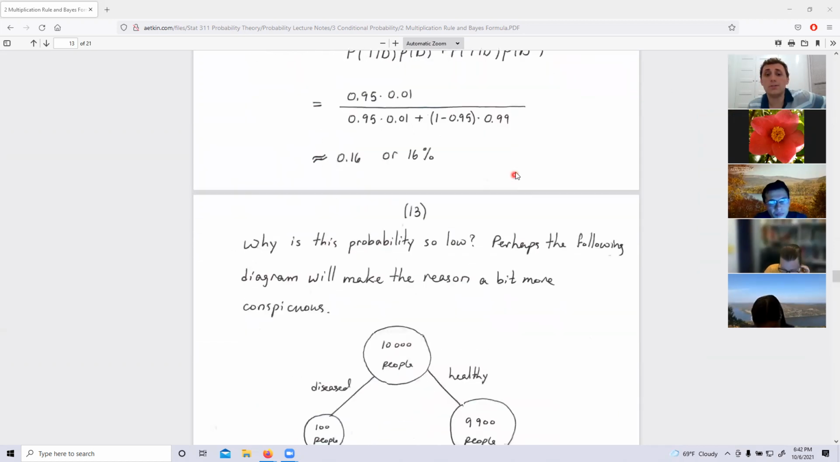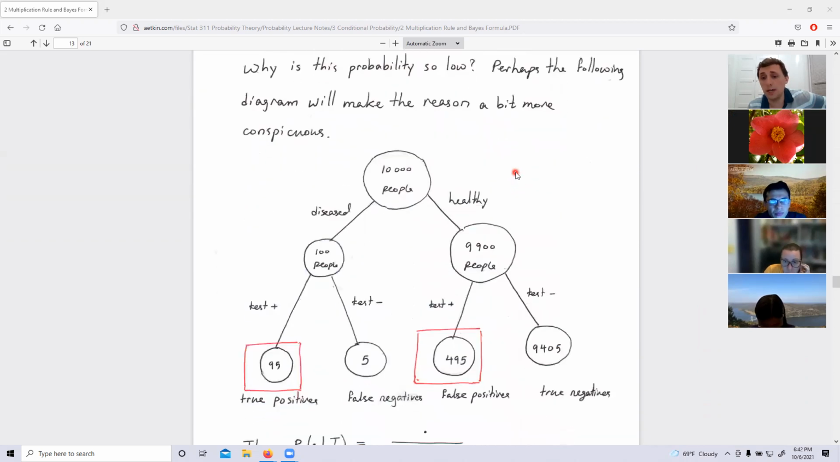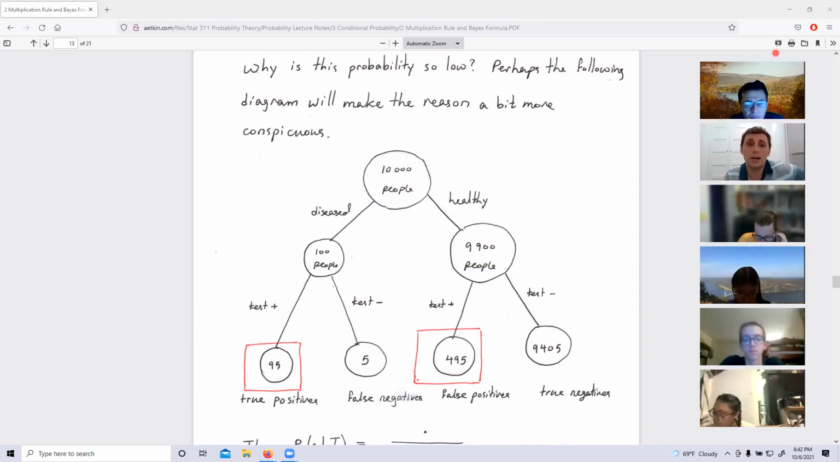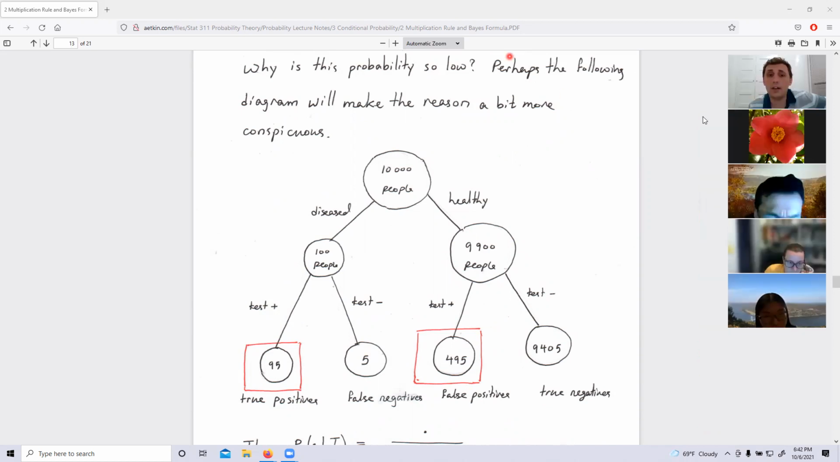Now, why is this probability so low? Here is a diagram that might help you understand what's going on. So suppose we have 10,000 people. Out of them, how many are going to be diseased? 100, correct? Because it's 1%. And the remaining are healthy. You see, those two numbers add up.